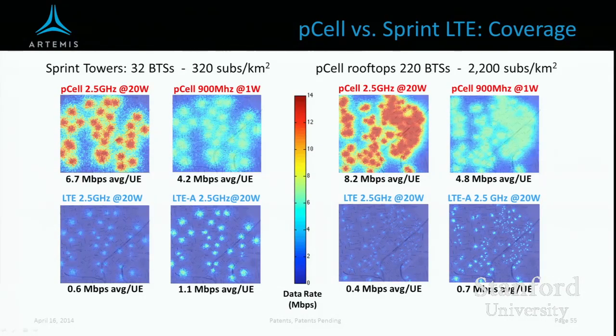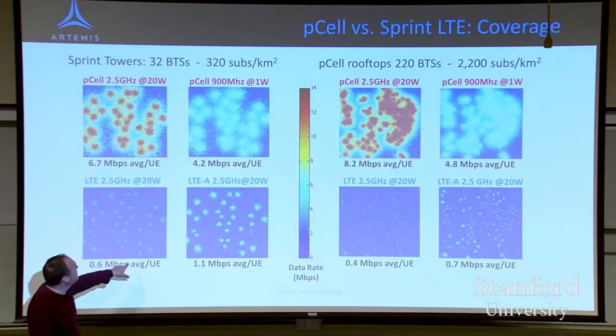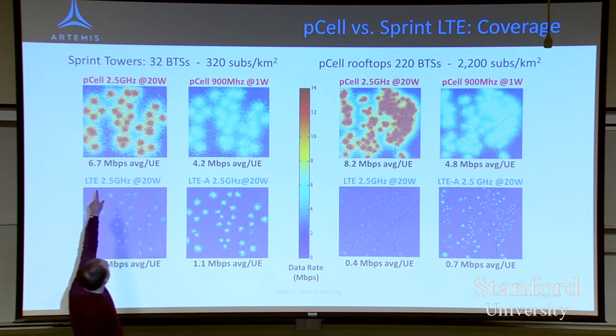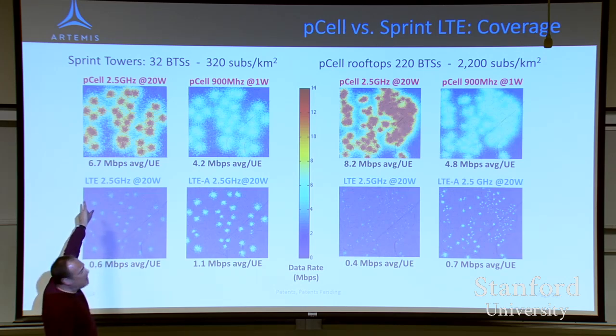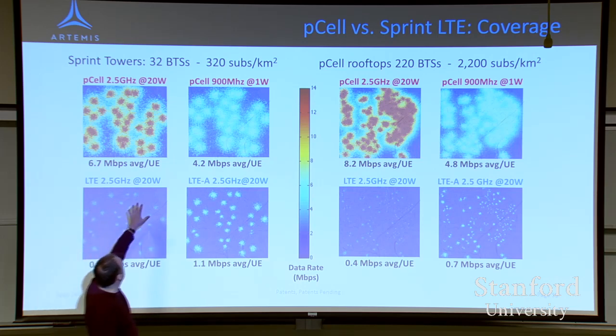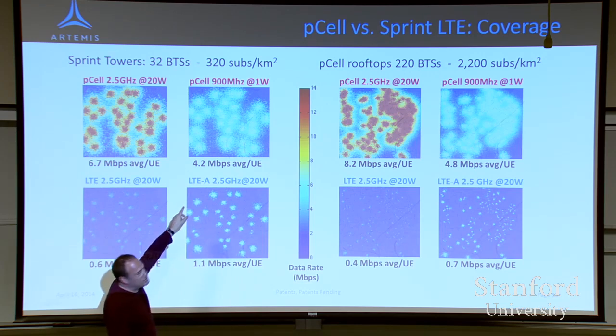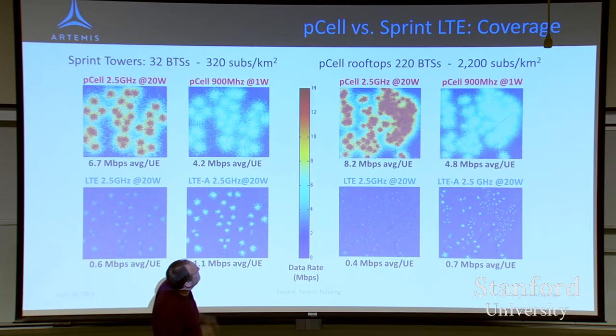But this shows you what happens with the 32 locations that Sprint has in this area. As you can see, we modeled it with 100 users per cell, so these are pretty heavily loaded cells. And you can see they're getting 0.6 megabits per second per UE, even if you go to LTE Advanced with MIMO 8x8. This is MIMO 4x4. With MIMO 8x8, it really doesn't get that great. If you look at pCell at the exact same locations, again with a 2 antenna phone, a real phone that exists today, we're getting 6.7 megabits average. And it's kind of fun that 900 megahertz, at half the spectrum and 1 watt, shows how great UHF is compared to microwave. You get 4.2 megabits a second.